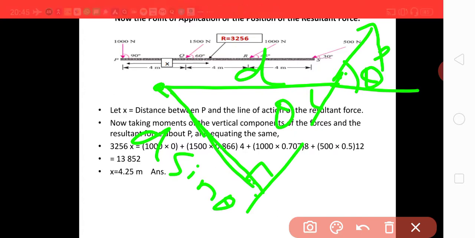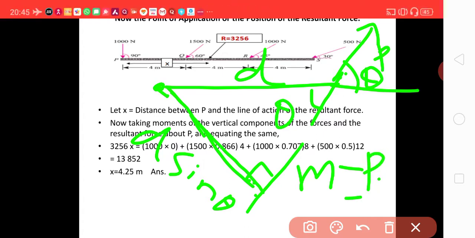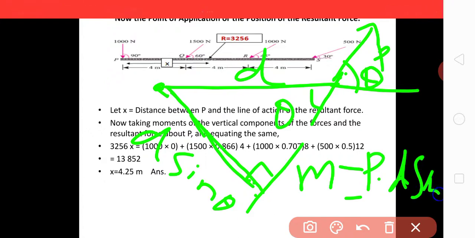Then in that case M will be P into d sin theta, which is same as was discussed earlier. So, we can say the force into the shortest distance from the reference point. When we multiply these two, we find the moment of that force about this point.